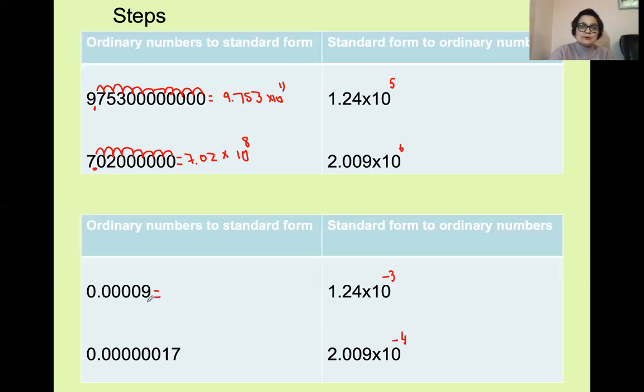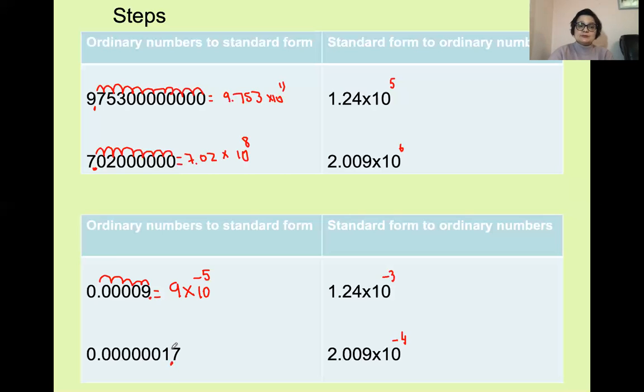So the decimal point is going to be right there. So it's going to be 9 times. So 9.0, but we can write it as 9 times 10 to the power of, let's find out now. So this is where we start counting. 1, 2, 3, 4, 5, and stop. So we have 9 times 10 to the power of minus 5 now, okay? Minus 5.